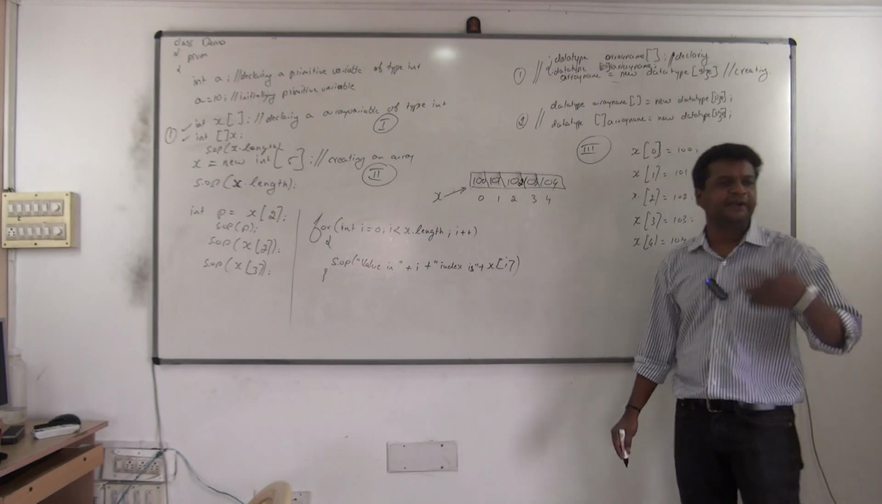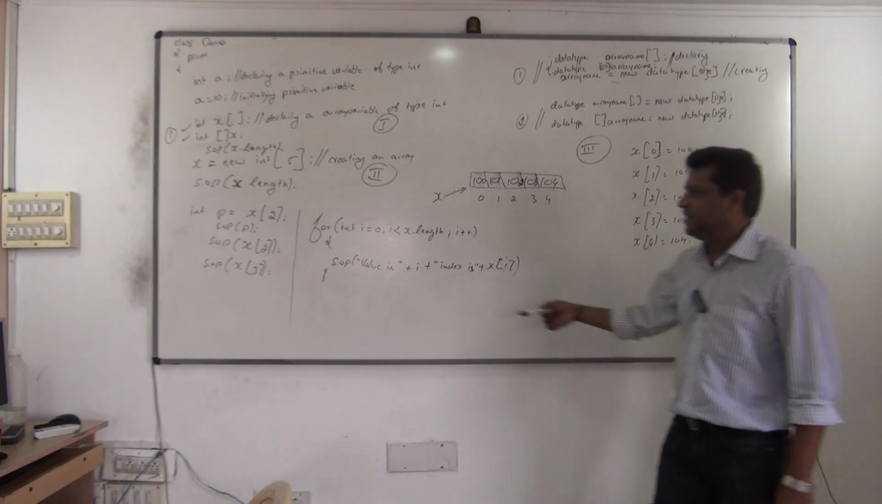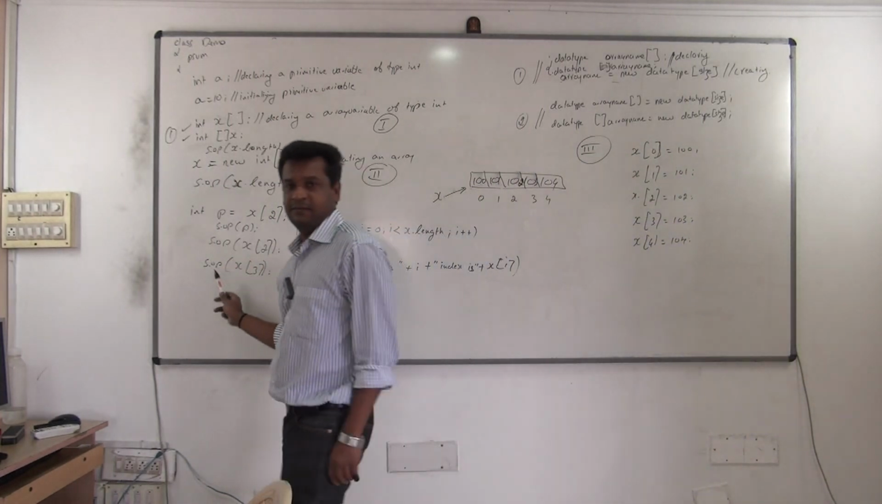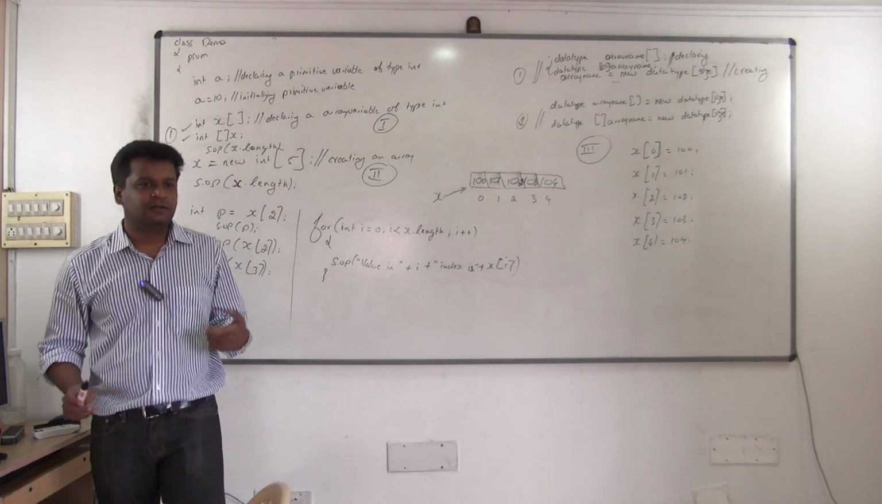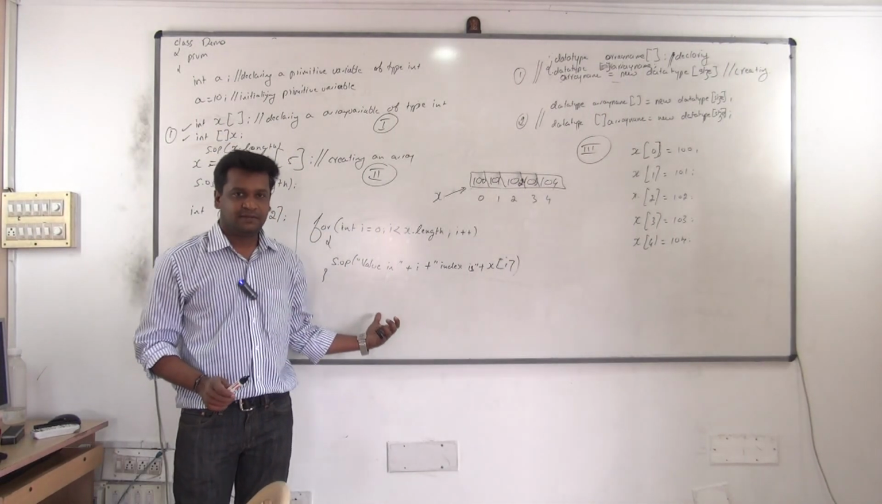Now which value do you want? You can get it now. How will you get it? Same way. Either you can get the values one by one or you can get all the values like this.